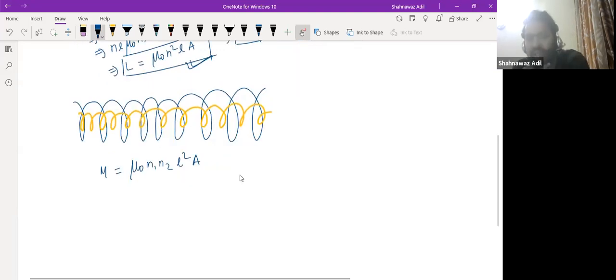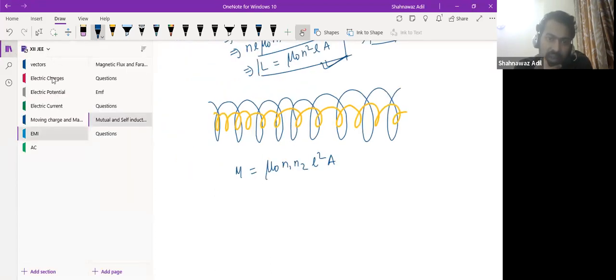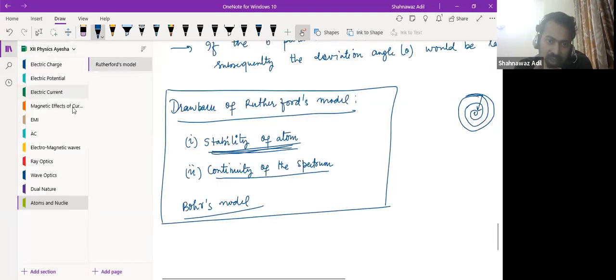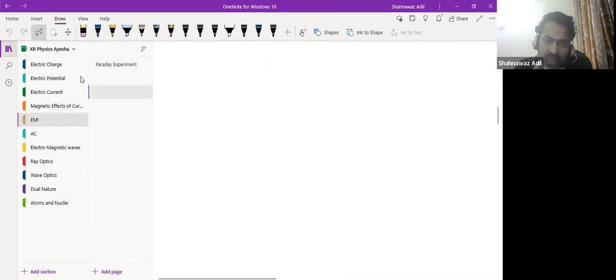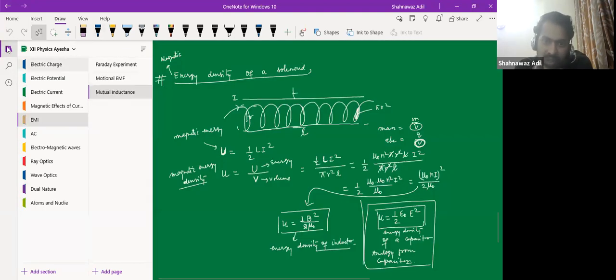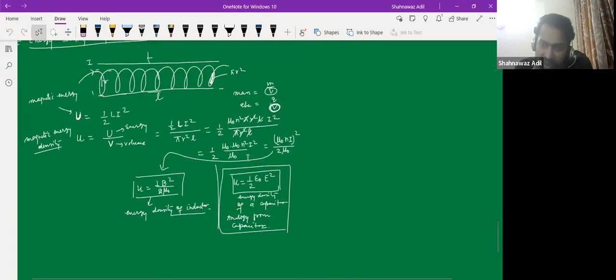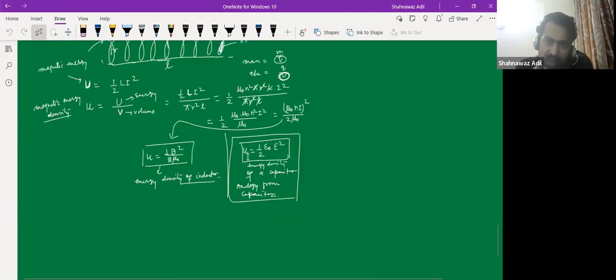Do I need to derive this thing? What is the mutual inductance? Because I don't want to derive, I will directly write it, because if we derive this, that will take a lot of time. So how much is mutual inductance?